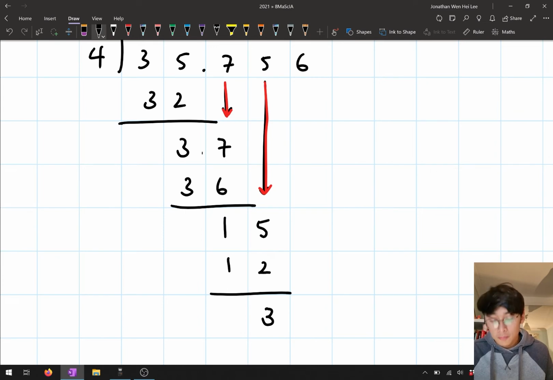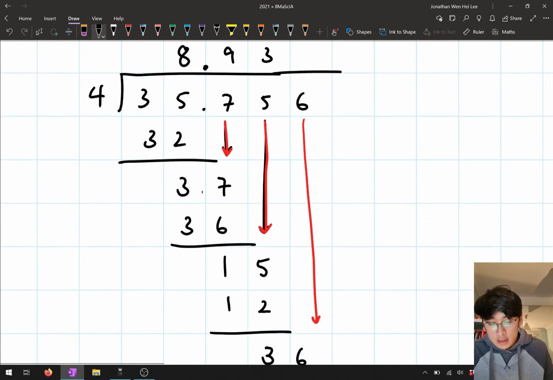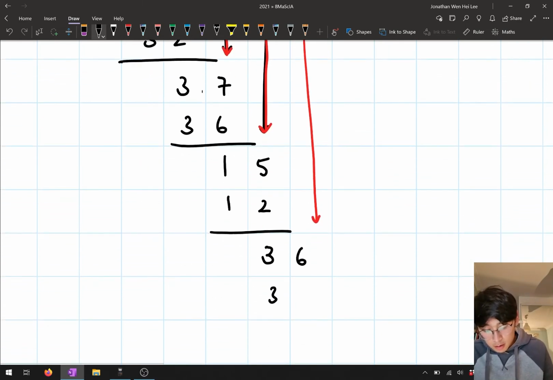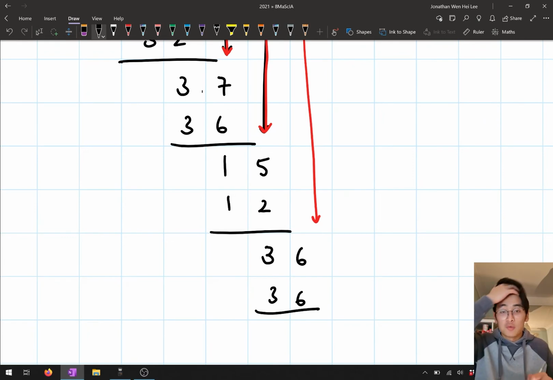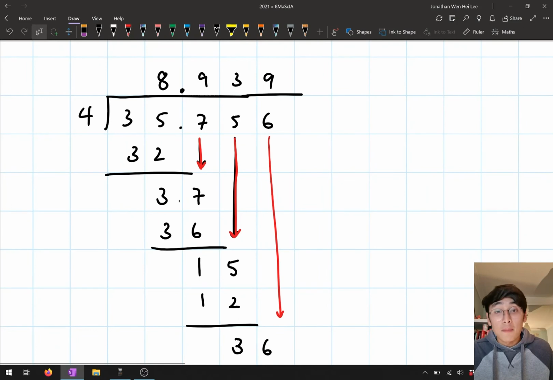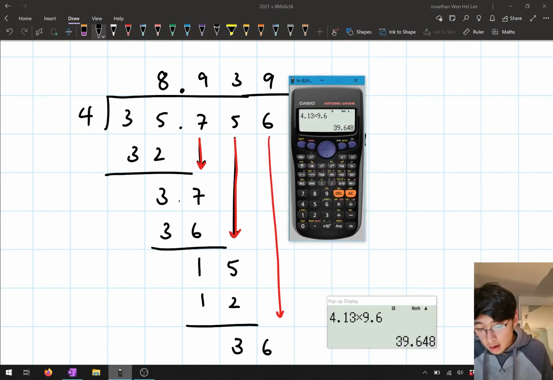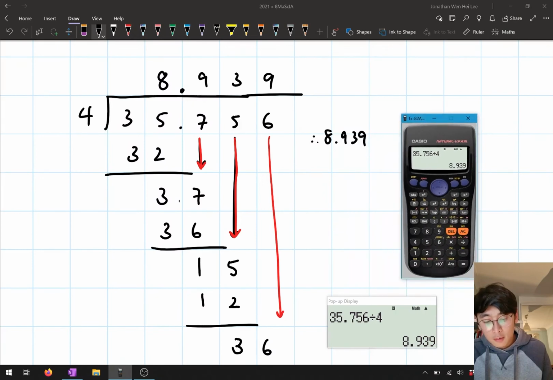I'm subtracting those two. Does 4 go into 3? Once again, no, so I need to drop down the next digit. And so here, this gives me 36. Does 4 go into 36? It does. It goes into 36 9 times. And here we are done because 4 times 9 gives me 36. Okay, so here the final answer is 8.939. So we can check that answer. We've got 35.756 divided by 4, which is 8.939, which is exactly what we have here.